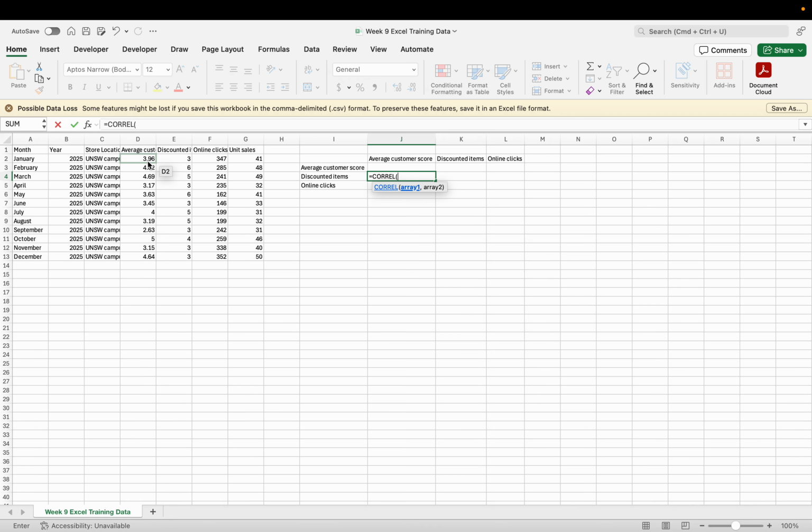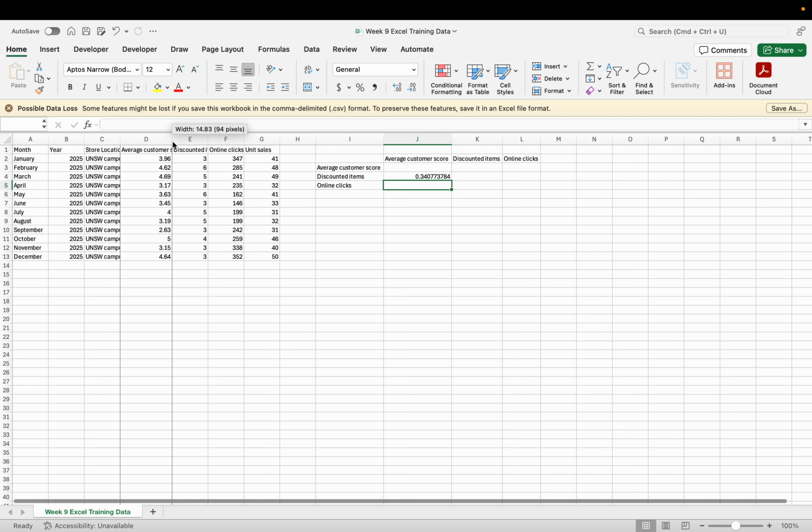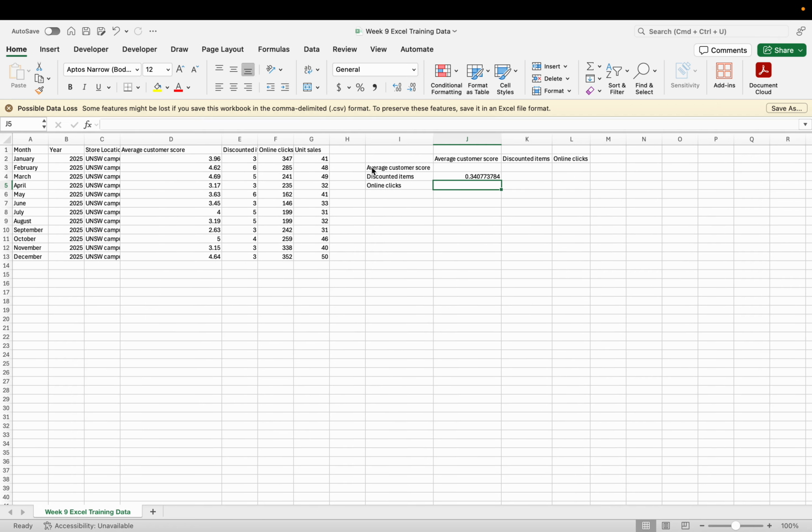For correlation coefficient, it doesn't matter which one's the x variable or y variable. So it seems that there's a weak positive relationship between average customer score and the amount of discounted items.